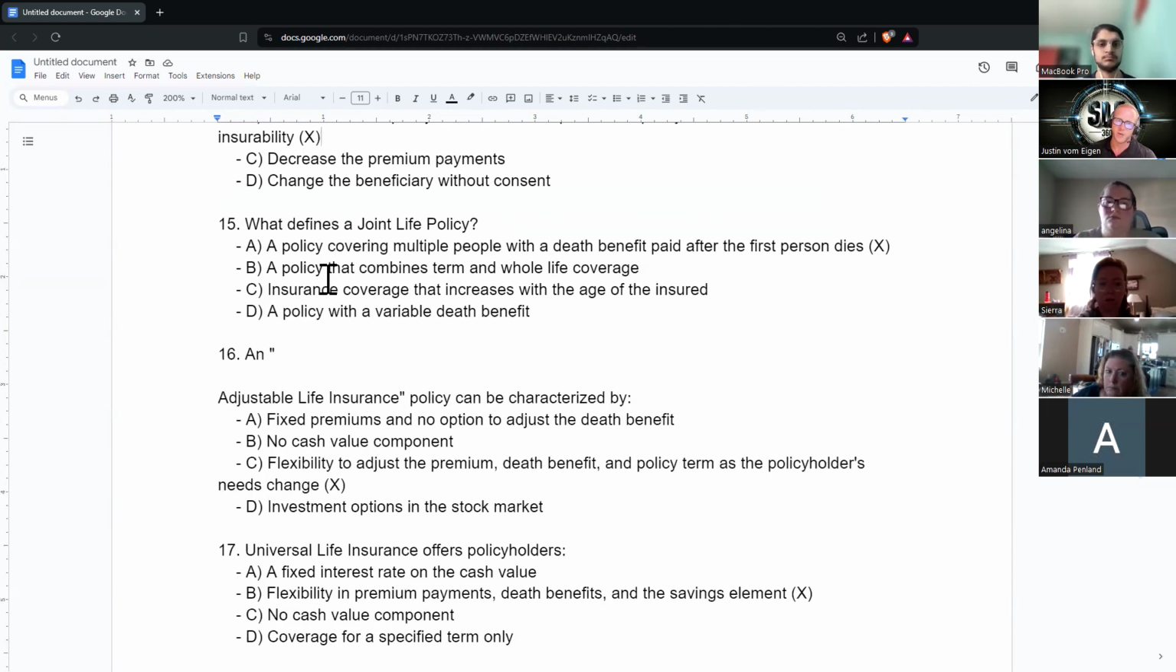What defines a joint life policy? So a joint life policy covers multiple people with a death benefit paid after the first person dies. Survivorship life is when both of them die.